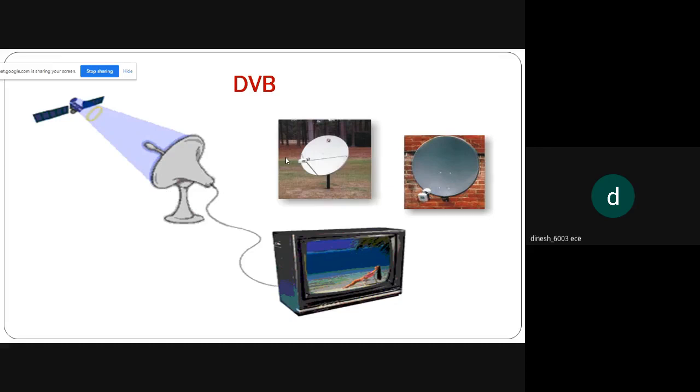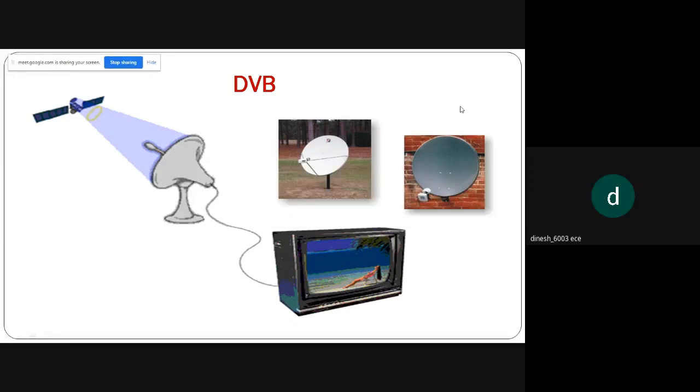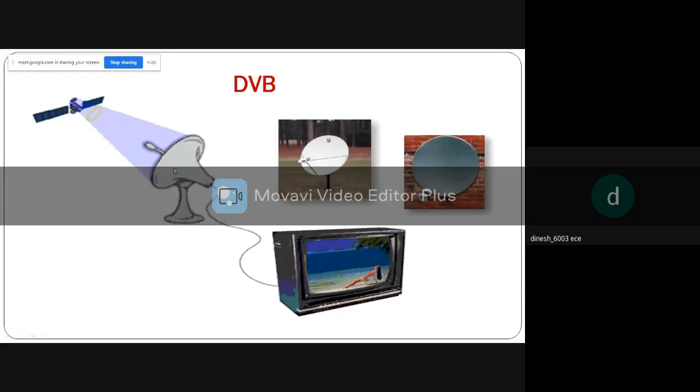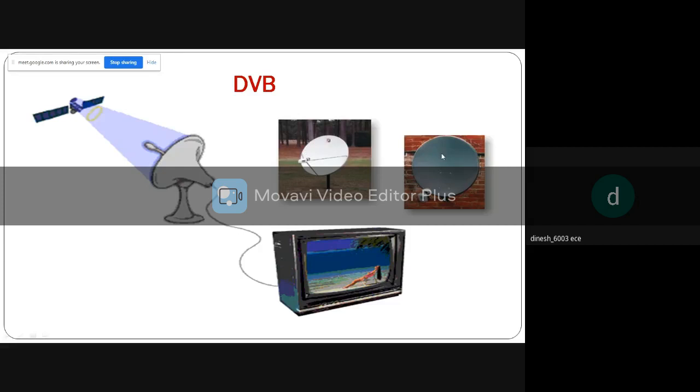You can see a satellite in space, which sends information or data to the antenna. This is your antenna outdoor unit. This diagrammatic representation is shown realistically. You can see this type of antenna is your outdoor unit, where you have the feeder. So this is your feeder in this antenna. Then this large dish is your reflector.